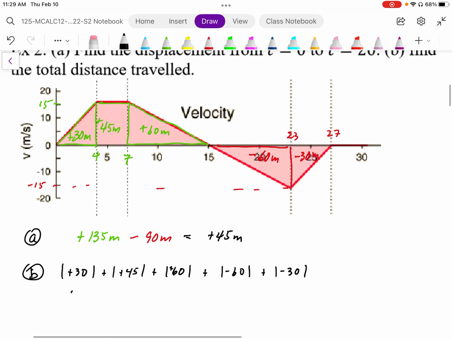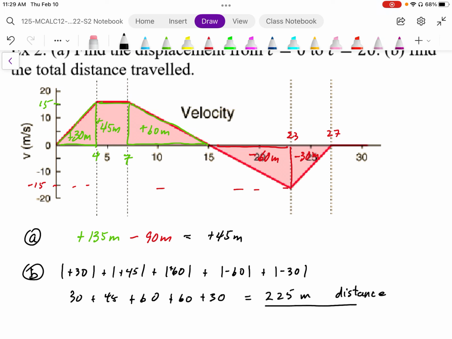Okay, so we end up with 30 plus 45 plus 60 plus 60 plus 30. Okay, and then we end up with, in this case, 135 plus 90, or 225 meters of distance traveled. Okay, so 135 was forward, 90 of that was backwards, but the total distance works out to be 225 meters.